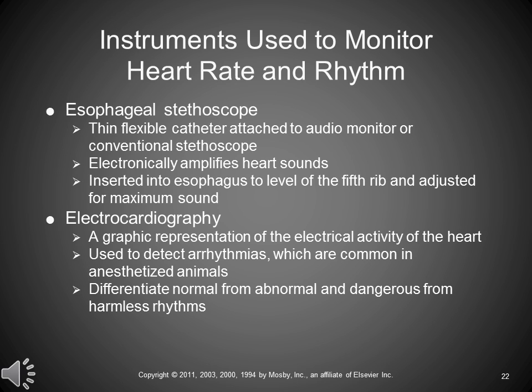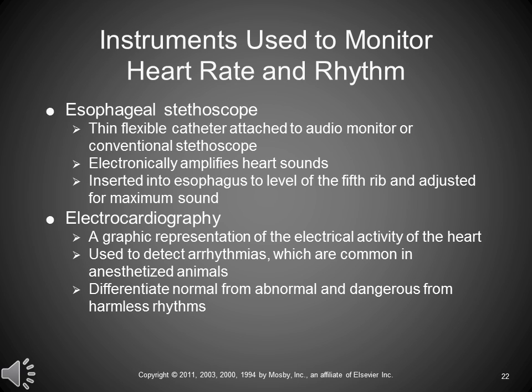I mean, you can put an esophageal stethoscope down a patient, stick one of the ends of the stethoscope in an ear, have one ear open, and it's always going. It's a great little tool, and they're cheap.